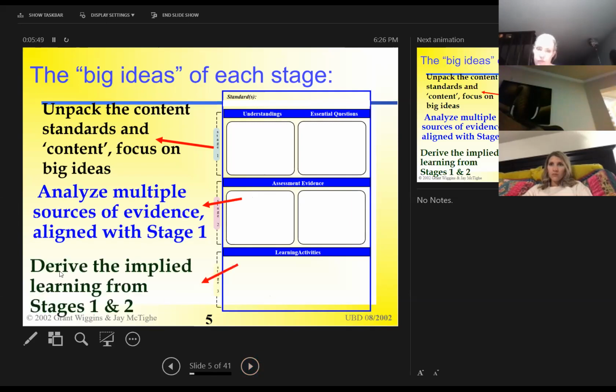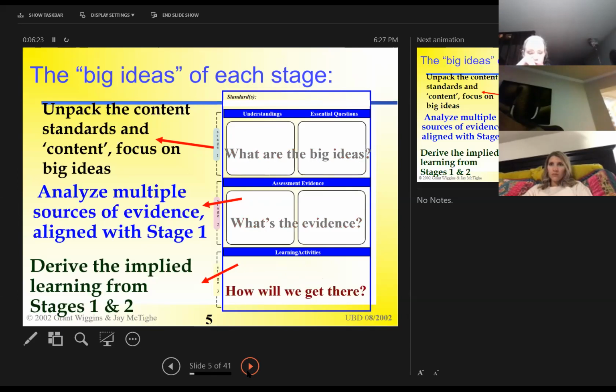And then finally, you're going to derive the implied learning or the activities that you have developed here in these two. Okay? So obviously, if we're going to talk about ratios and we're teaching that at the conceptual level, I'm going to do a series of quick checks. I'm going to look at student work samples. I'm going to give a quiz. I'm going to use a unit test. Well, clearly that is going to drive how I plan my learning. Okay. So again, just to reiterate, what are the big ideas, what's the evidence, and how will we get there?